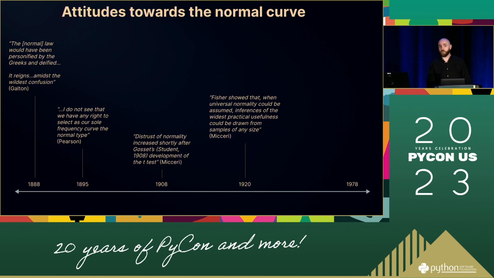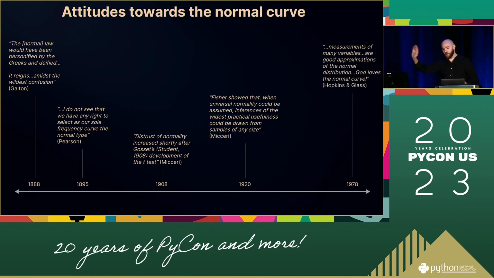But you know what? The normal curve has this strange grip on us, and love for it started to come back. Fisher showed that when universal normality could be assumed, inferences of the widest practical usefulness could be drawn from samples of any size. Fascinating statement. So we were getting away from the normal curve, but it pulled us back in. And then towards the 80s, and I would suspect even to this day, we see sentiments like this: measurements of many variables are good approximations of the normal distribution. God loves the normal curve. And here we are, back at this idea. God's back in the picture. It's like the normal curve is built into nature somehow. I do suspect that if you were to open any introductory statistics book, you would find this kind of sentiment, maybe implicitly, that the normal curve is built into nature.